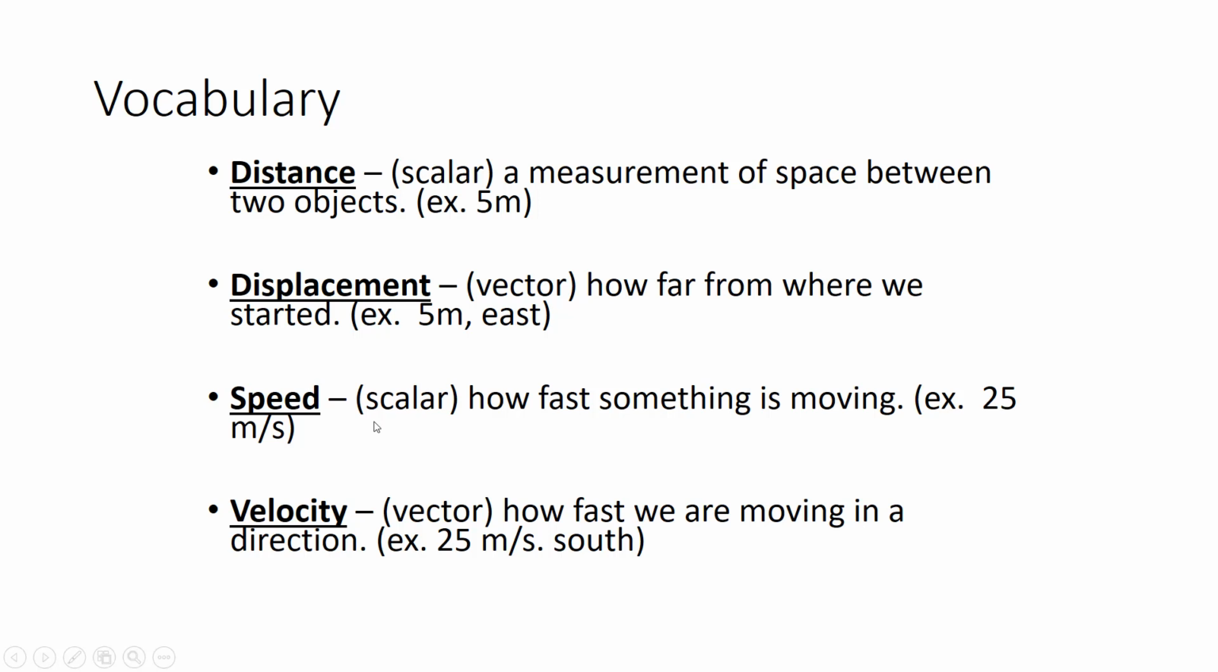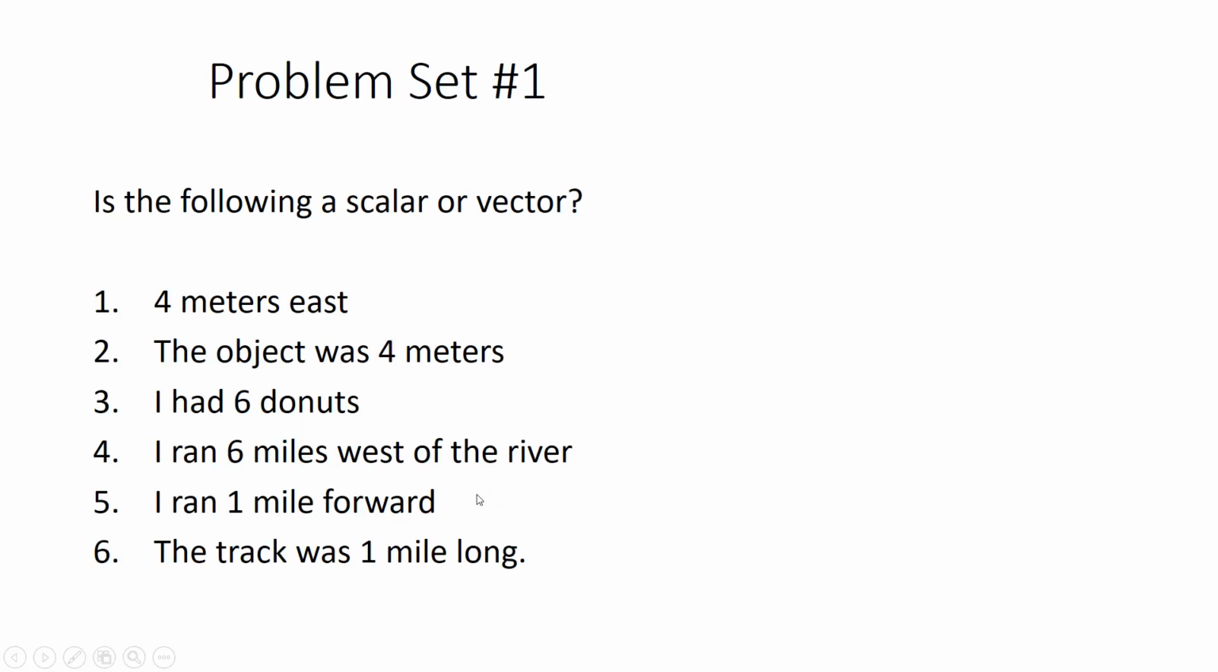And then speed, we're talking about meters per some sort of time. And standard units for physics are going to be meters and seconds. And so that's why if we use meters and seconds, then our speed is going to be meters per second. And then velocity is going to have how fast we're going, but in that direction. So 25 meters per second and then south. South is what makes this specifically a vector for velocity.